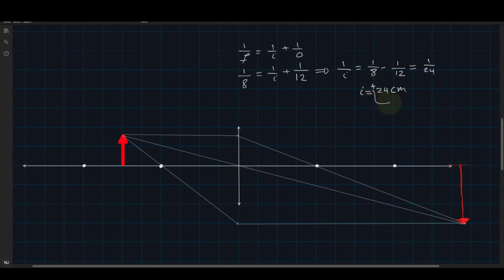So as you can see, it's positive, which means that this is real. And if we use the magnification, which is equal to minus I over O, we get minus 24 divided by the object distance, which is 12. And if we do that, we get minus 2. Minus is for inverted, and this 2 is bigger than 1, so what does that mean? The image is bigger than the object by two times, and that explains things here.